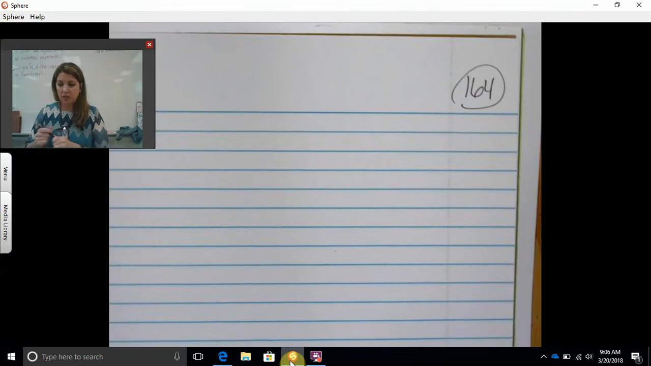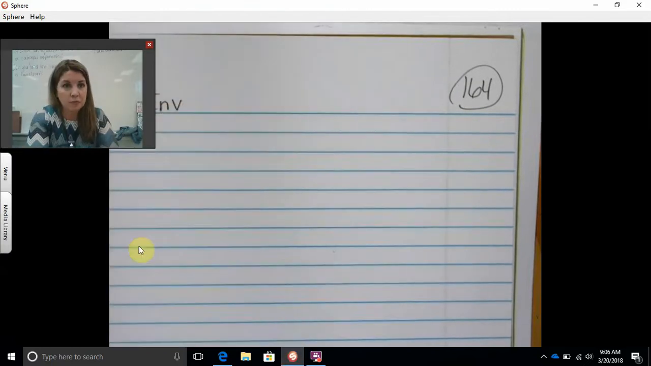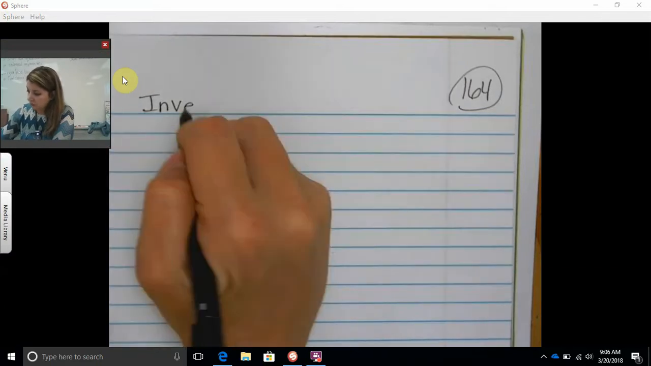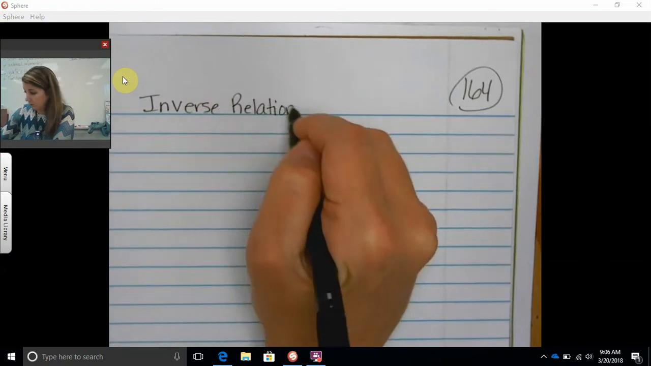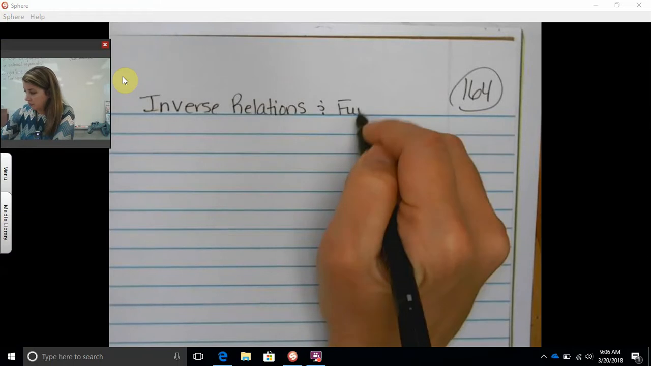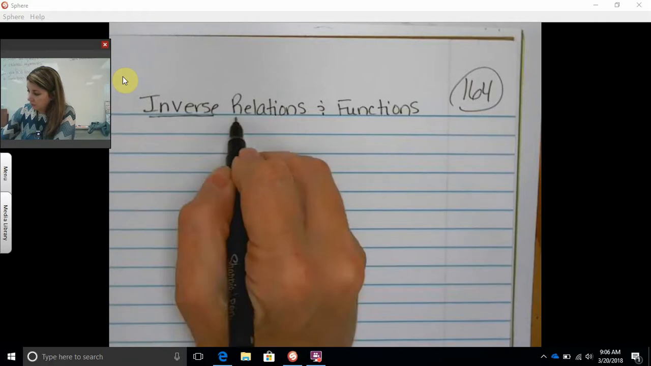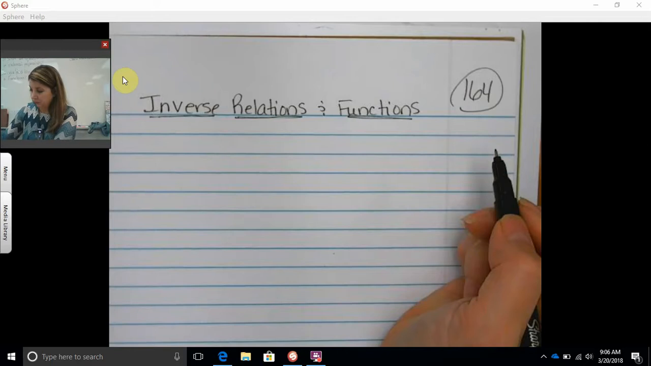Alright, so this is called Inverse Relations and Functions, page 164. Inverse relations and functions. Page 164.